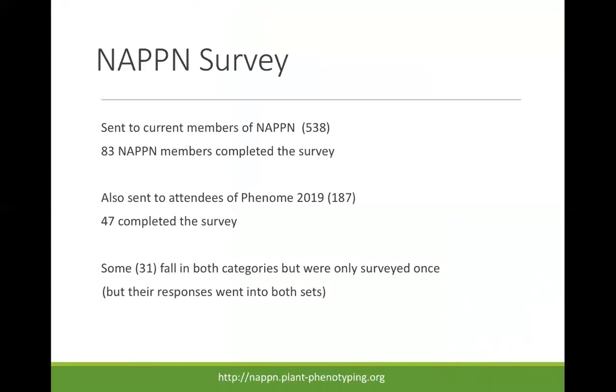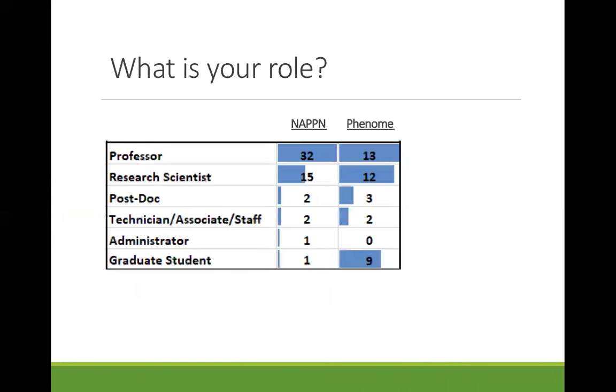Okay, so as I said, it was sent to the entire NAPPN membership, over 500 people, and 83 responded. It was sent to the registrants of Phenome 2019, 187 people, and 47 of those completed it. Some of those overlapped, and we only sent it to everyone once, so they wouldn't fill it out twice. But if they attended both or were members of both, their results will show up in both categories. So here are a few examples of things we thought were interesting.